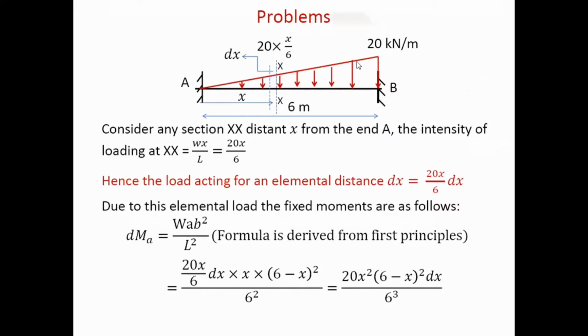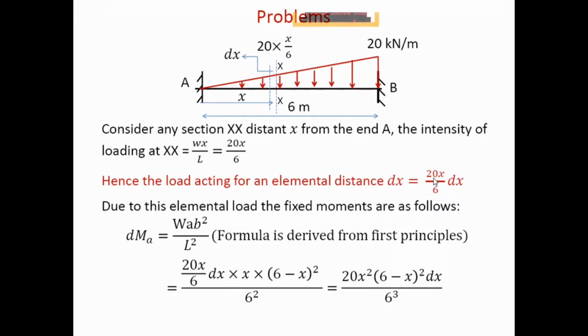Once we have assumed this intensity of loading at the assumed section x, now what we have to do, we have to treat this 20 into x by 6 as the point load. So this is the intensity of loading. You multiply this by dx, you will get this total load as point load, 20x dx upon 6. So that will be your capital W.